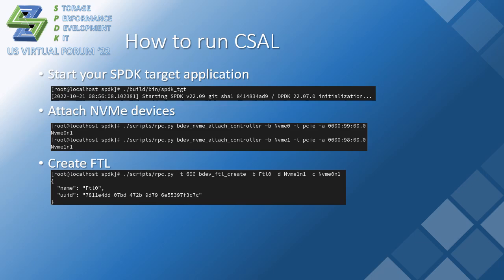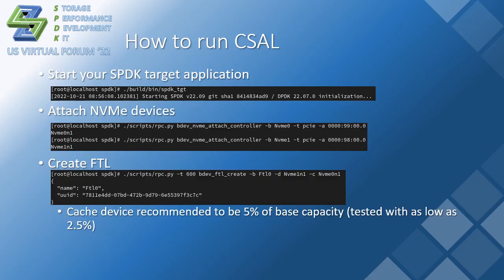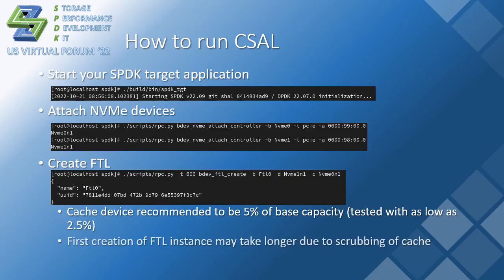There are a couple of recommendations and notes around create FTL. First of all, we recommend the cache device to be around 5% of the base device capacity, though we have tested it with as low as 2.5% with good performance. Second of all, the first creation of an FTL instance will take longer than usual due to the need for scrubbing of the cache device. This is why you can see the timeout has been increased to 600 seconds, though for an 800 gigabyte drive it takes around 2 minutes to scrub. Any loading after that will not take any longer.